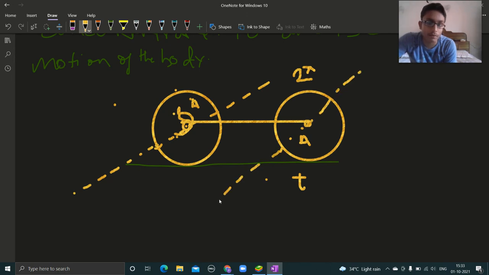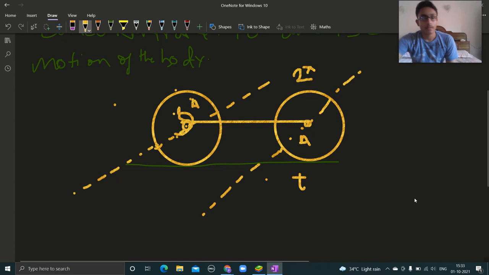A plane coming out of the screen like that. I hope you got it.